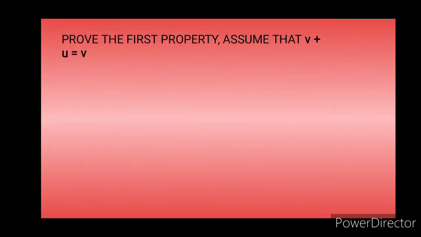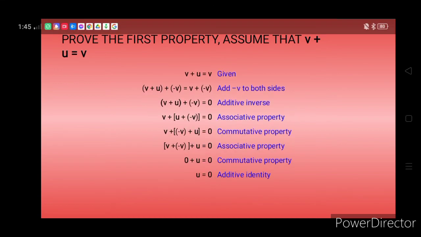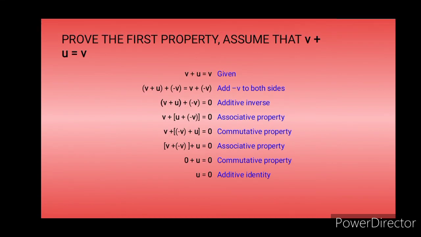Let's prove the first property. Assume that v plus u is equal to v. V plus u is equal to v is the given. Then add negative v to both sides. It becomes v plus u plus negative v is equal to v plus negative v. Then v plus u plus negative v is equal to 0 under additive inverse.